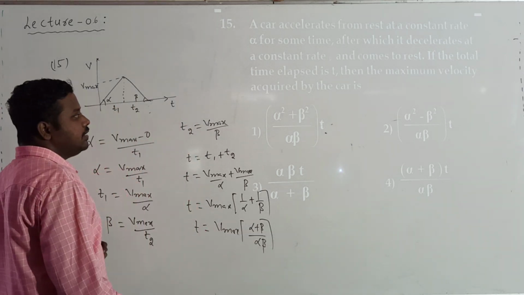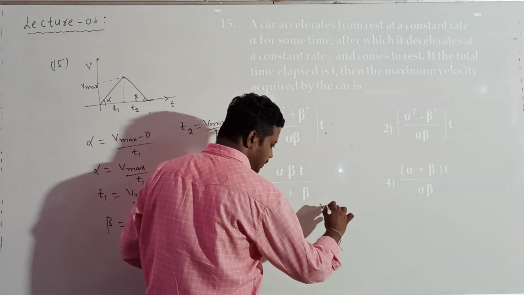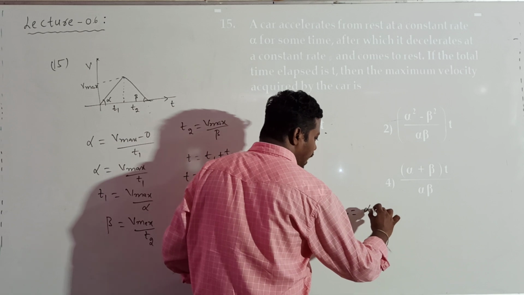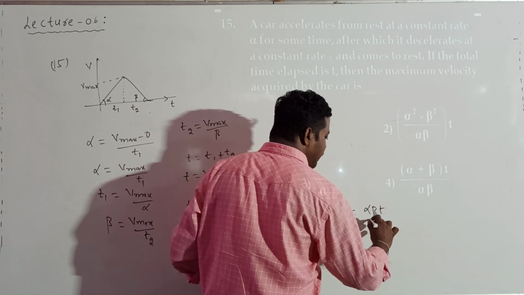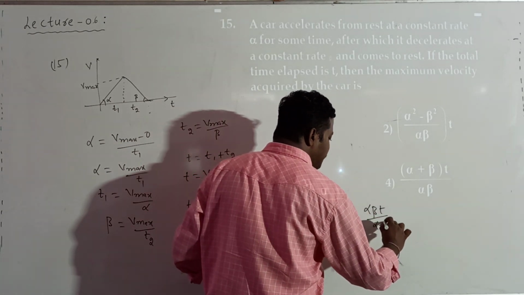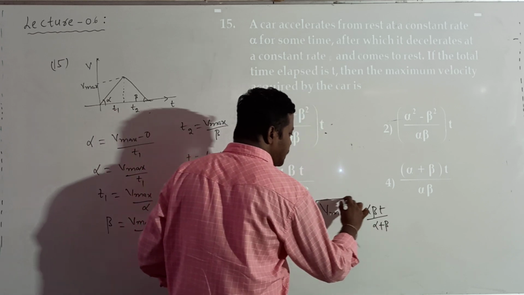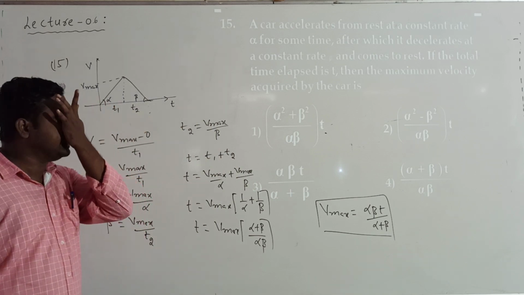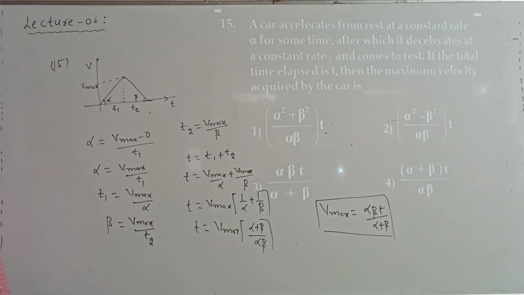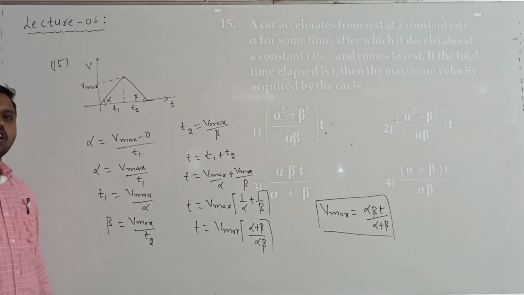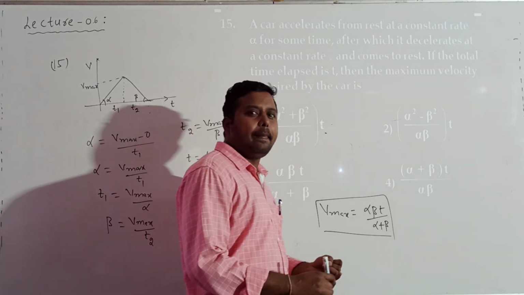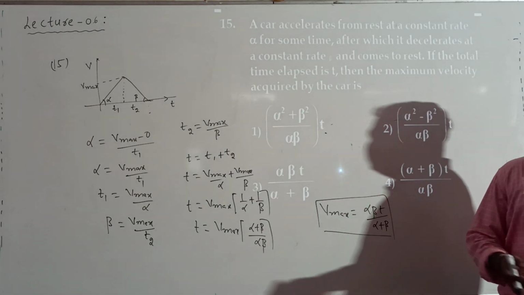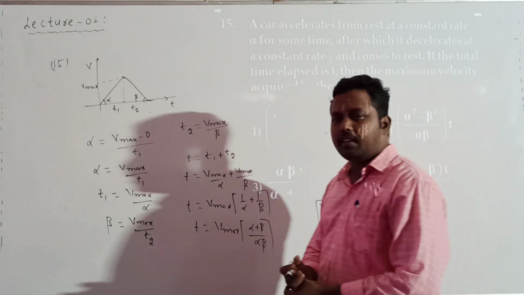Clear? From this, what is the value of V max? V max is equal to alpha beta into T divided by alpha plus beta. So this is the expression for the maximum velocity attained by the car. Understood now? What is alpha? Uniform acceleration. What is beta? Uniform retardation. When the alpha value and beta value are given, then we can calculate the maximum velocity.